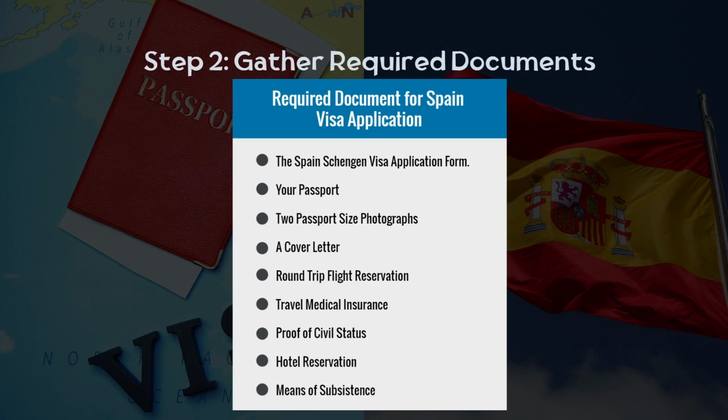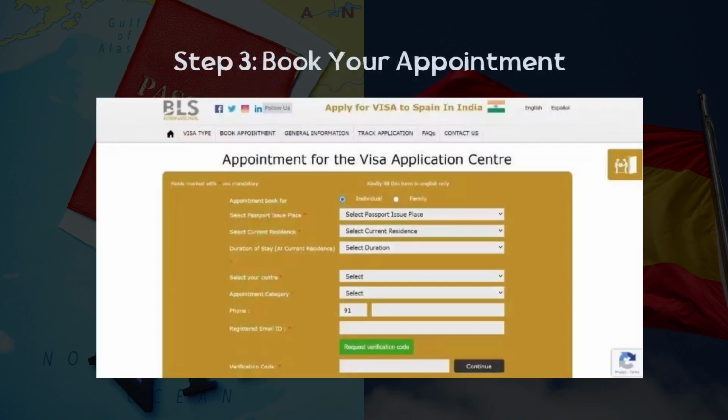Step 3. Book your appointment. Once your application form is ready and your documents are in order, it's time to book an appointment. Call the visa center to schedule your visit. This step is crucial as only applicants can enter the center on the appointment day.